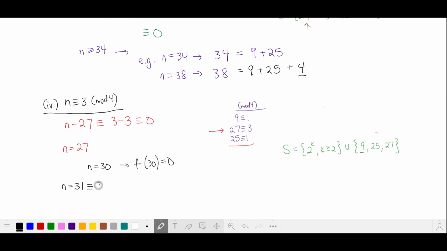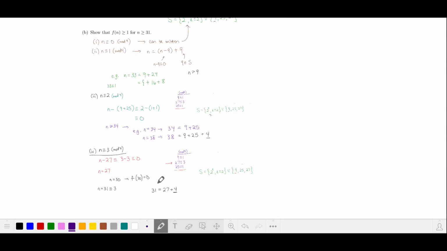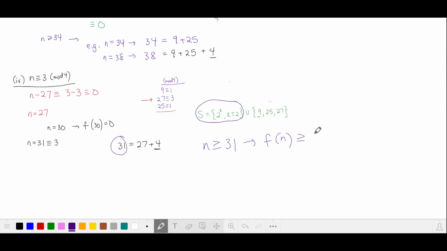This is equivalent to 3. So we would take 31 and write it as the sum of 27 and whatever remains, which will be a multiple of 4. In these 3 cases, we show that our minimum value is 31. When n is greater than or equal to 31, depending on its mod 4 residual, we can use this algorithm to subtract some combination of 9, 25, and 27, leaving behind a multiple of 4, and we can use this part of our set S to build out our sum.